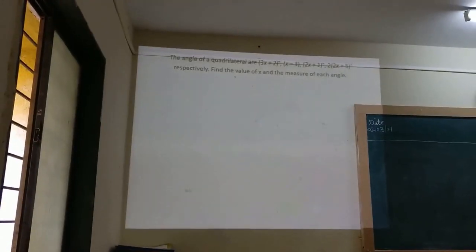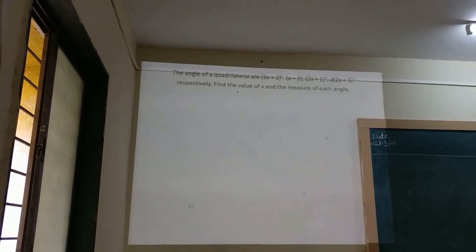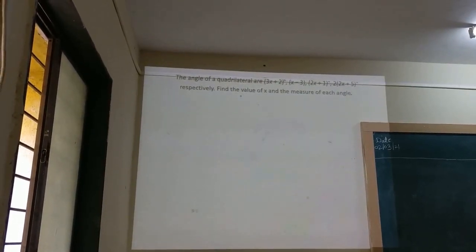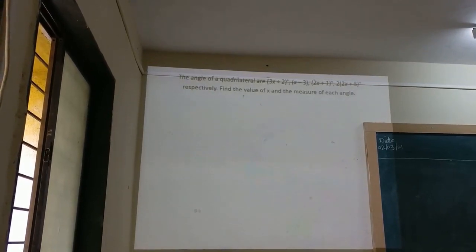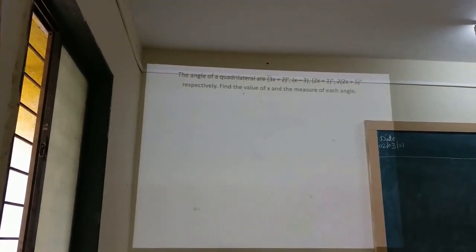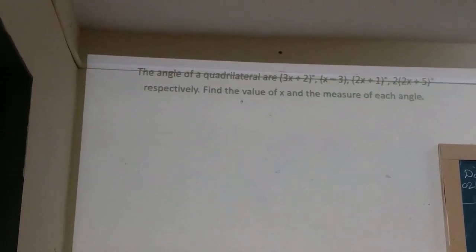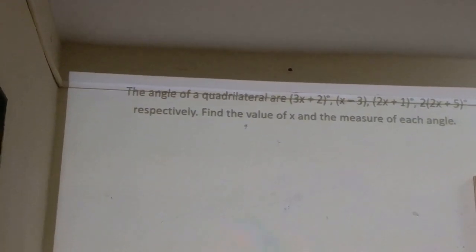Now, another question, you have to solve it in your notebook. The angles of a quadrilateral are 3x plus 2 degree, x minus 3 degree, 2x plus 1 degree and 2x plus 5 degree respectively. Then you have to find the value of x and the measure of each angle. Okay? So solve it in your notebook.